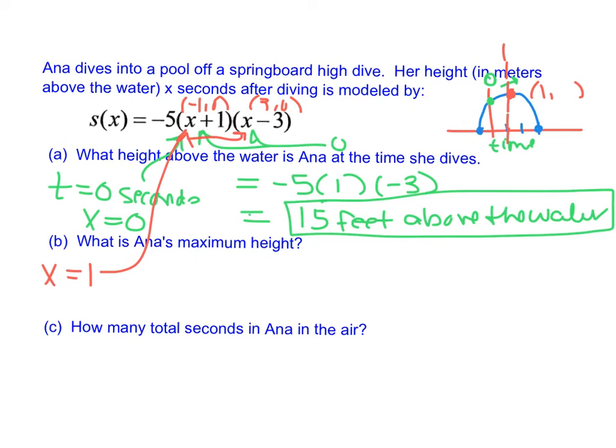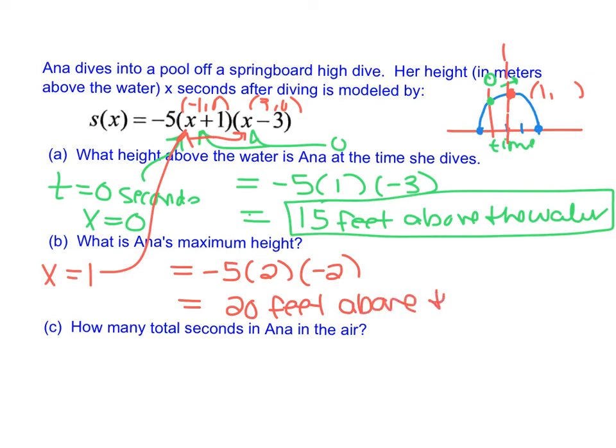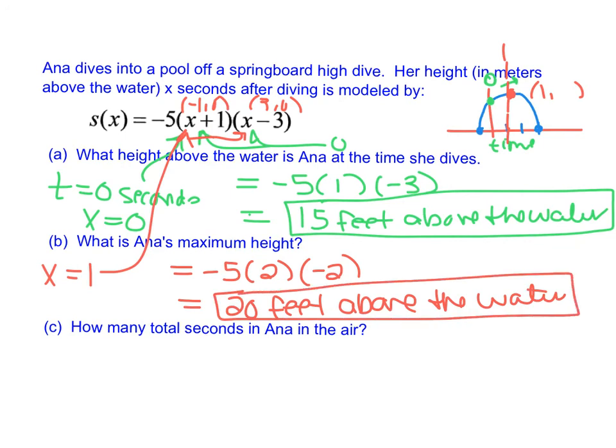So here we take the equation and we say negative 5 times, well, 1 plus 1 is 2, and 1 minus 3 is negative 2. So negative 5 times 2 is negative 10. Negative 10 times negative 2 is 20 feet. So Anna's maximum height is 20 feet above the water. So what this tells us is we started at 15 feet above the water, and then we rose up 5 feet before falling back down.